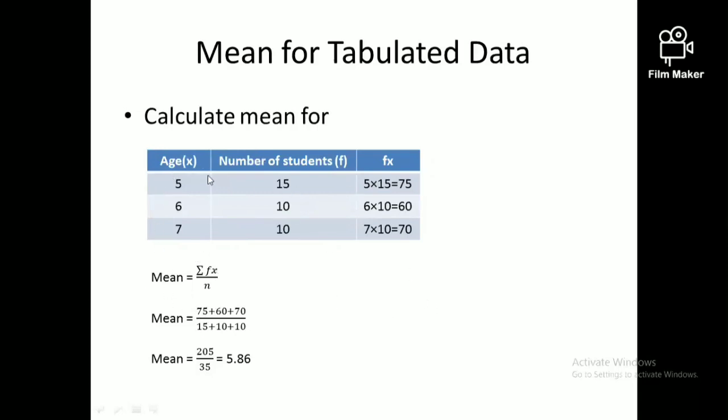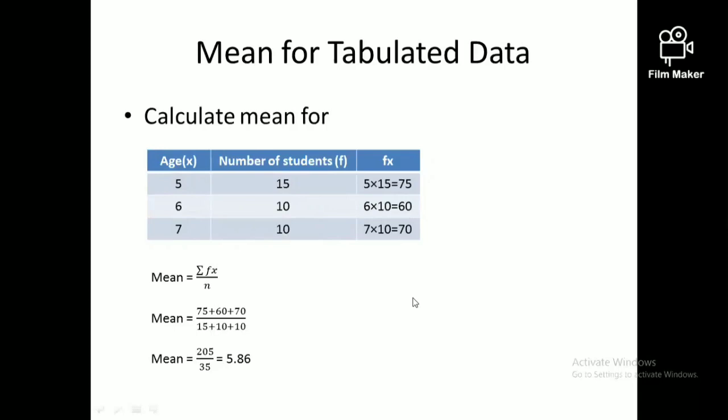So simply you can multiply the value, the class, with the frequency. Then you get this fx column. You can add this fx column, that gives you the sum of information, divided by the number of data. How many pieces of information? Here it says 3, but this is not 3. Here there are 15 information, here there are 10, and there are another 10. That means altogether there are 15 plus 10 plus 10, 35 information. Therefore, the mean value should be 5.86.